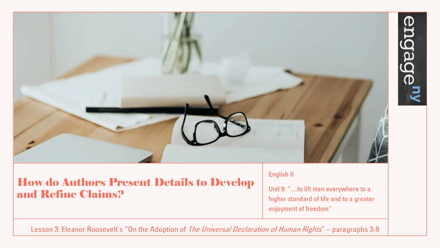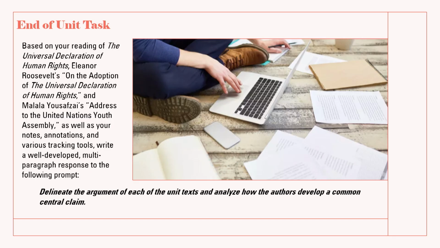Before we get too involved though, I do want to remind you of your end of the unit task. You are going to read 3 different texts during this unit, and then you are going to delineate the argument of each of the texts and analyze how the authors develop a common central claim. We are going to be working with various tools to help us get to that point, and then you will use that throughout your next task, which will be the end of the module task. So just make sure that you are keeping that in mind as we go through each of our lessons.